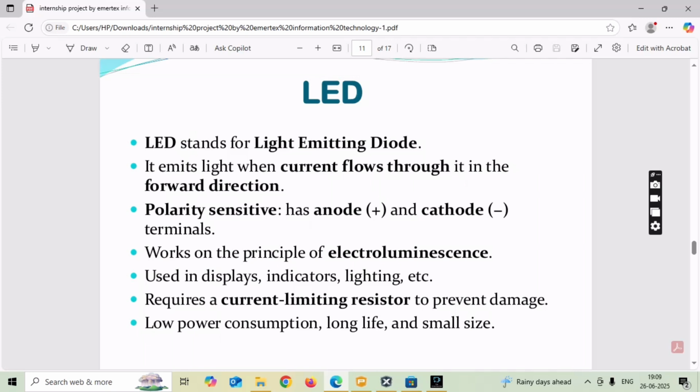It is polarity sensitive and has anode and cathode terminals. It works on the principle of electroluminescence, used in displays, indicators, lighting, etc. It requires a current limiting resistor to prevent damage. It has low power consumption, long life and small size.